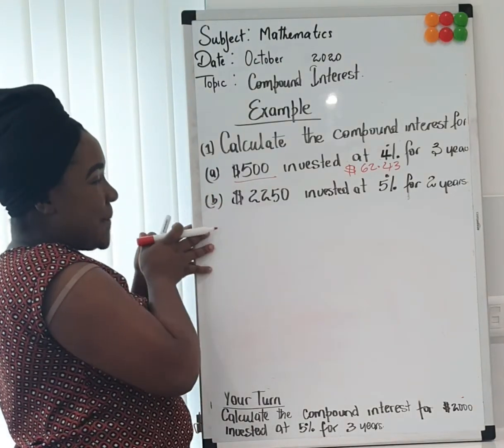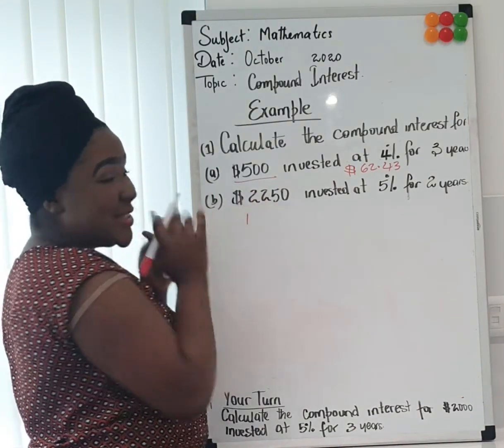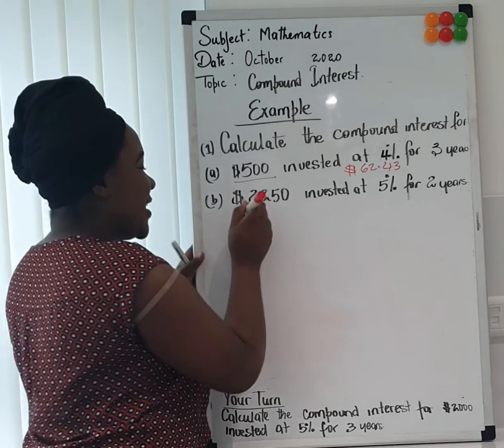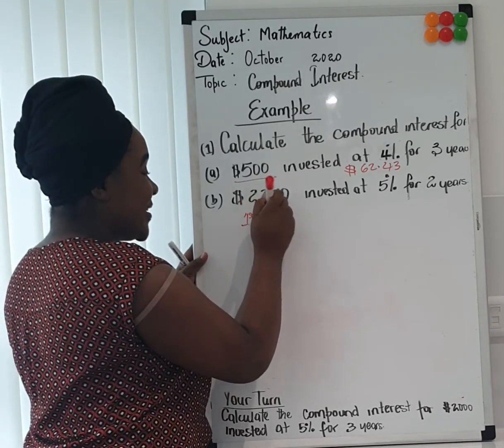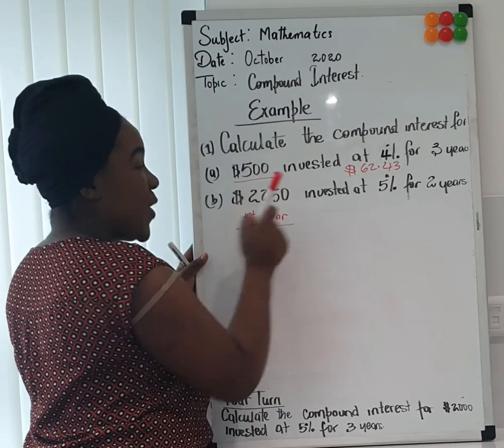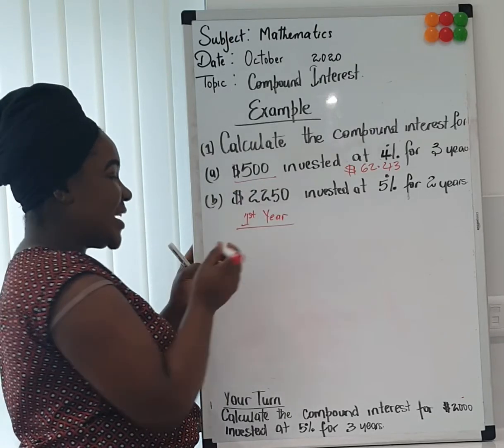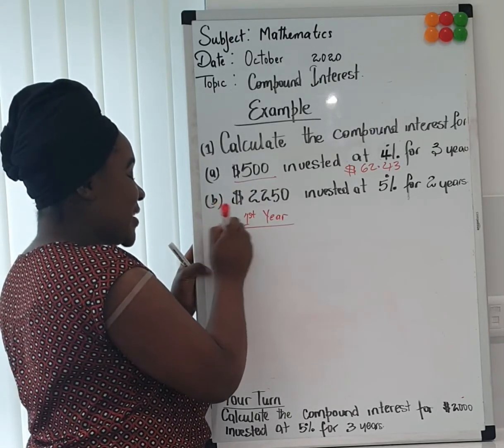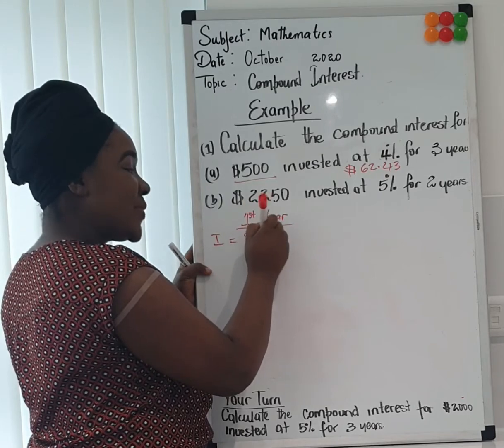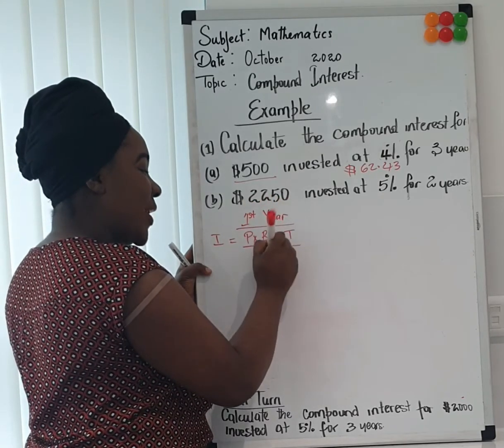Let's go with B. We're using the same method, and B is just 2 years, so it's going to be shorter. For the first year, we calculate the interest incurred. It's the same method: interest equals principal times rate times time over 100.